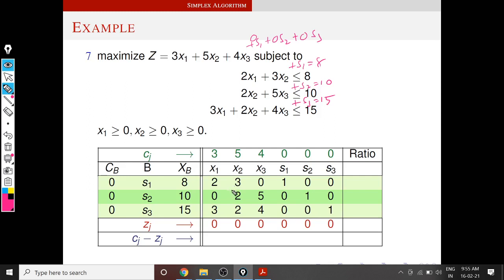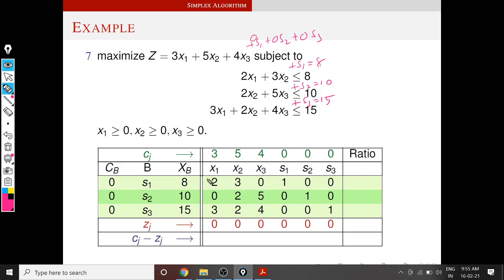Okay, then you can set the initial simplex table. How to write the initial simplex table? The cost is 3 5 4 0 0 0. That's why this becomes 3 5 4 0 0 0. Then we have to list all the variables: x1 x2 x3 s1 s2 s3.